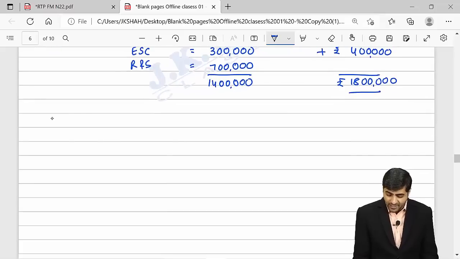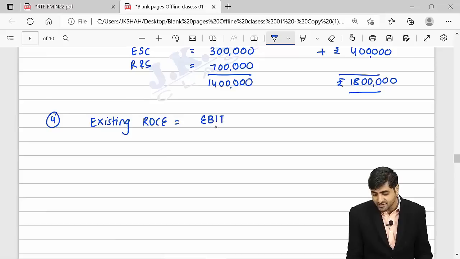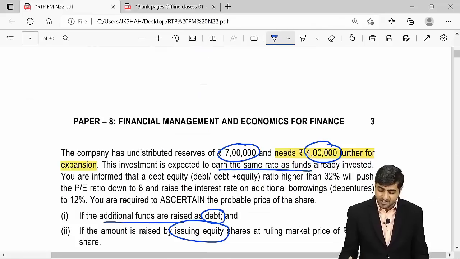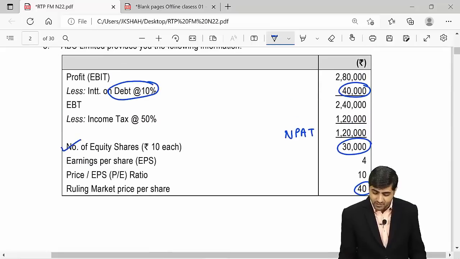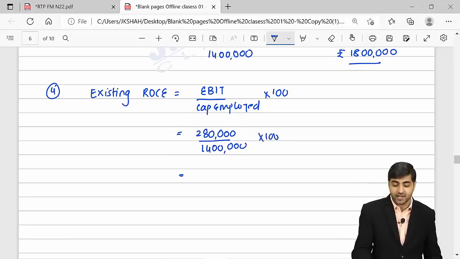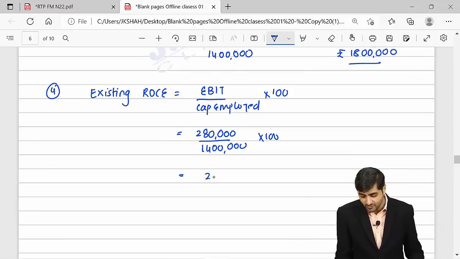So can I say my existing return on capital employed is whatever is my EBIT, if I divide that by my capital employed and I multiply that by 100, what I get is my existing return on capital employed. So guys, my existing EBIT which is given to you in this question is 2,80,000, and I have already got my capital employed as 14 lakhs. So ultimately you will be getting this return as 2,80,000 divided by 14 lakhs into 100. So that's nothing but 20%.